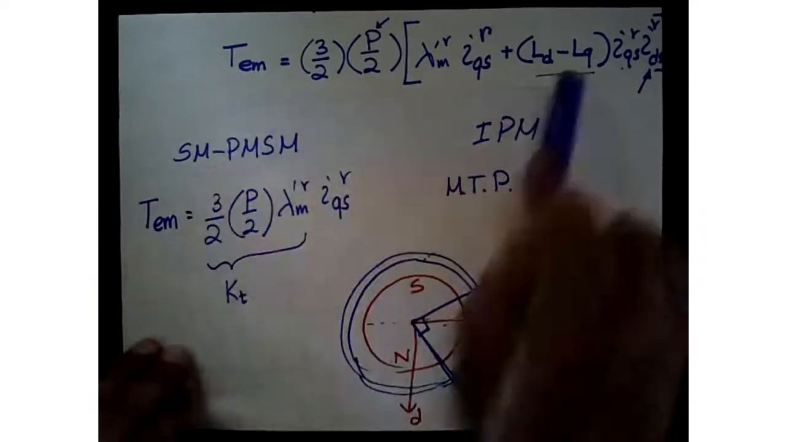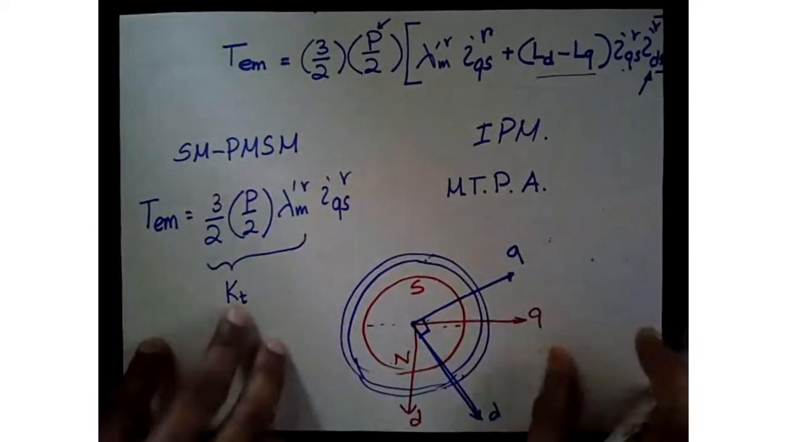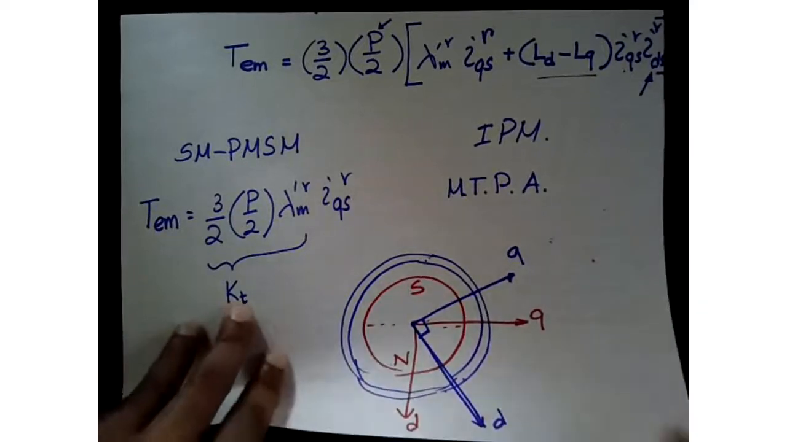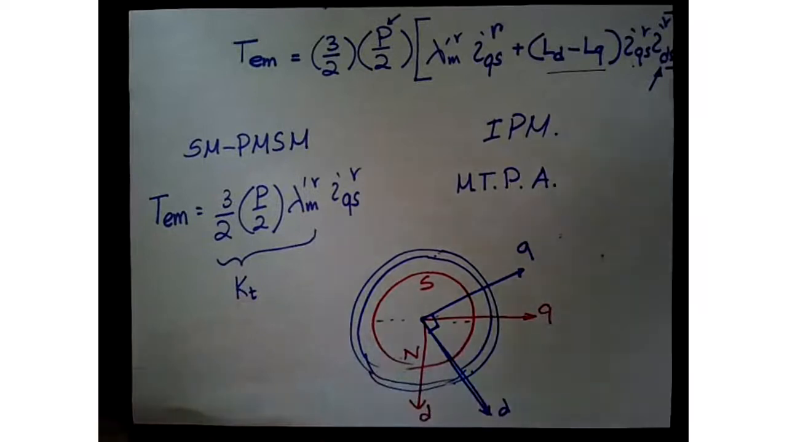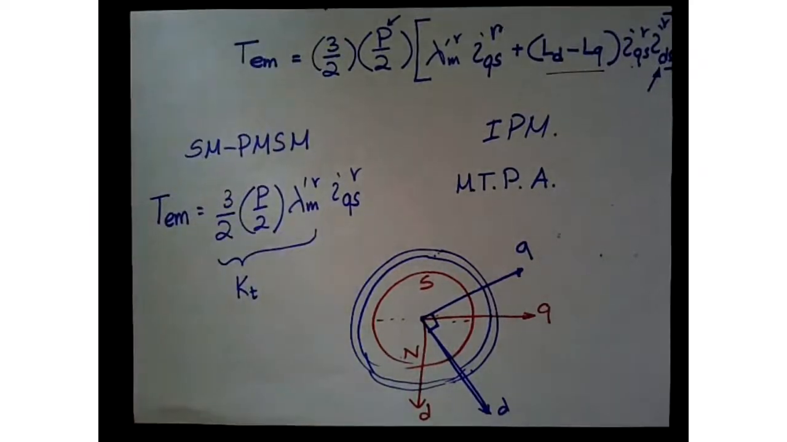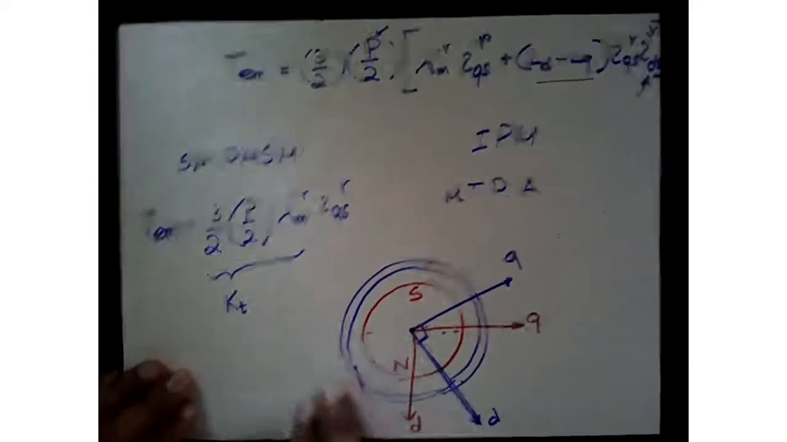But this is the electromagnetic torque equation. All right. Okay. Good. Any questions? Okay. So let's look at our voltage equations, the rotor reference frame voltage equations, but from the point of view of a circuit. That way it will give us a little bit more clarity on what's going on.